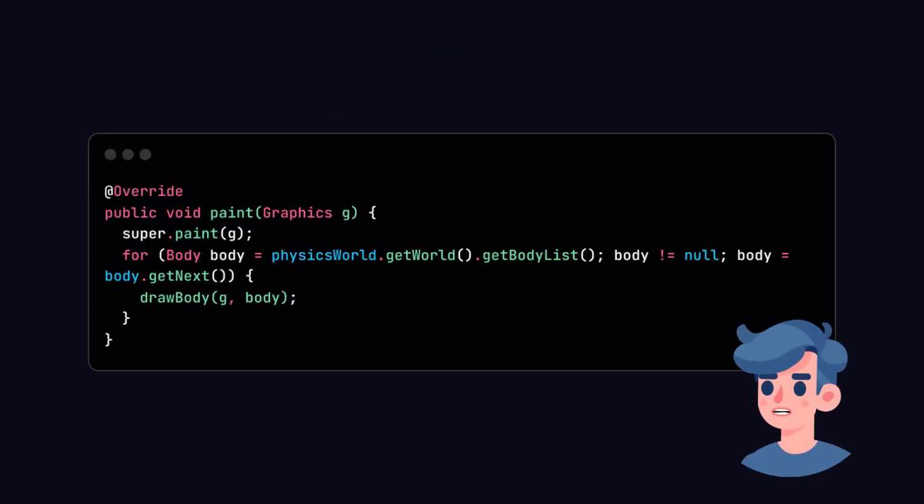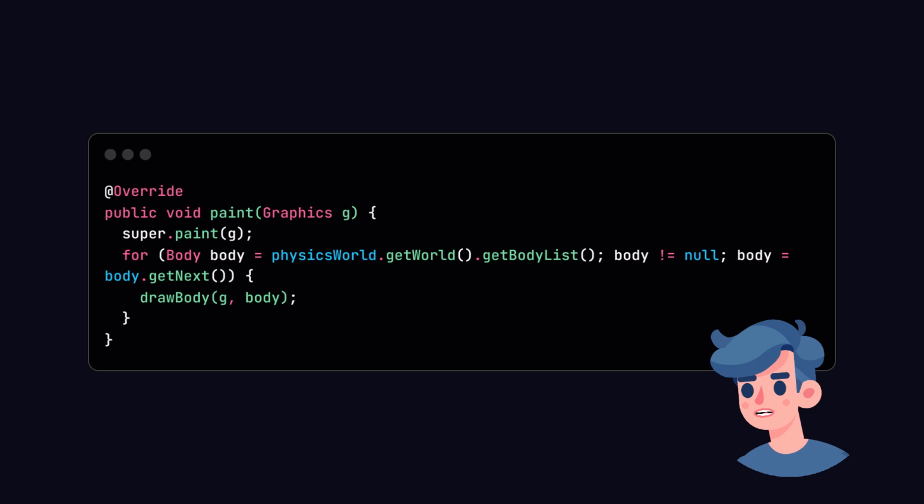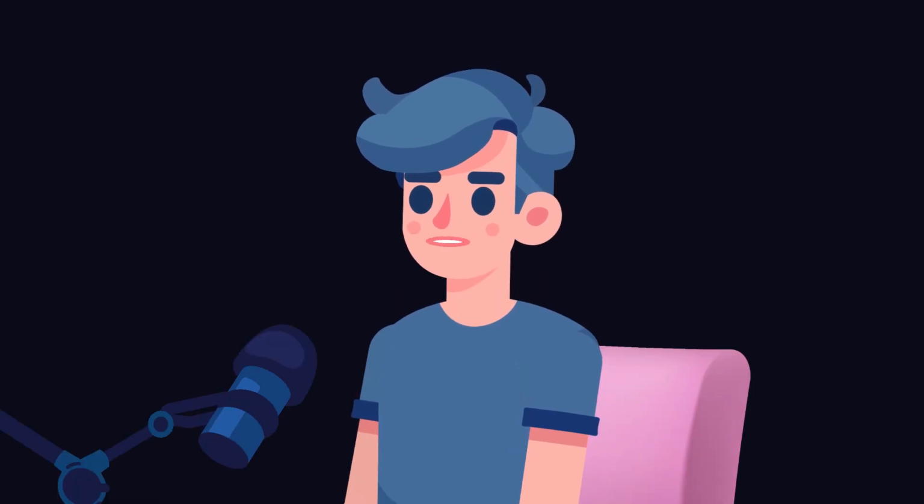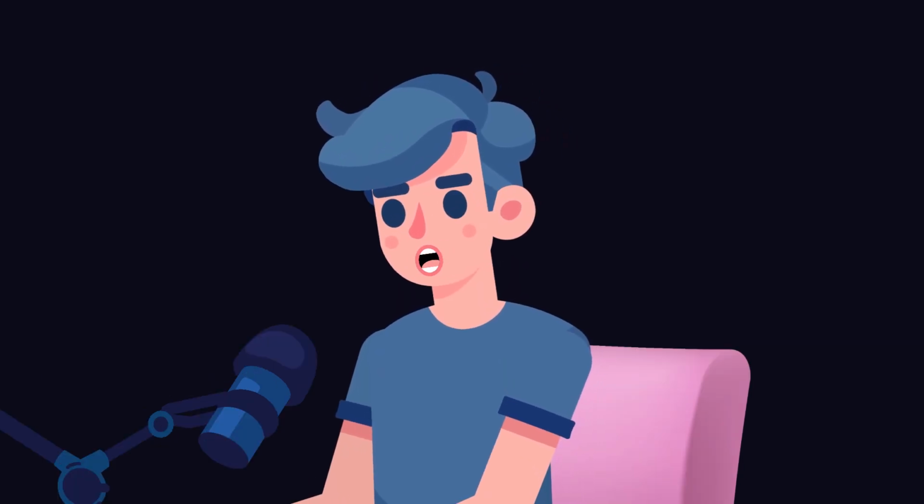Now, let's call this method inside the paint method to render our bodies. After implementing the drawBody method, update the paint method as follows. This updated paint method will loop through all bodies in the physics world and call drawBody to render them. We're almost there. Now you should see a rectangle falling due to gravity when you run the application.